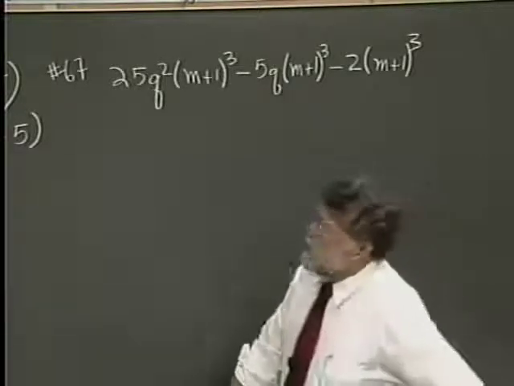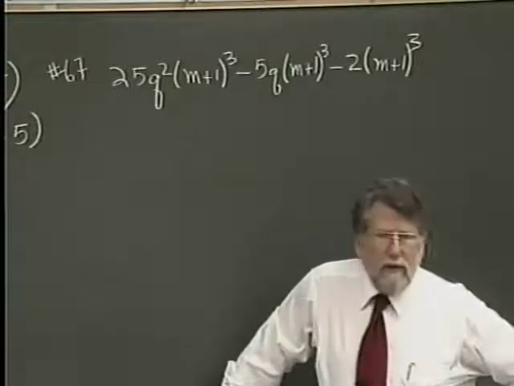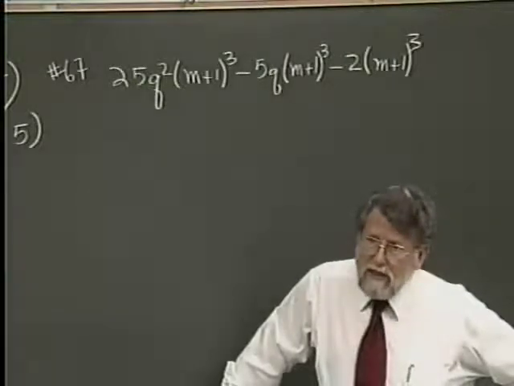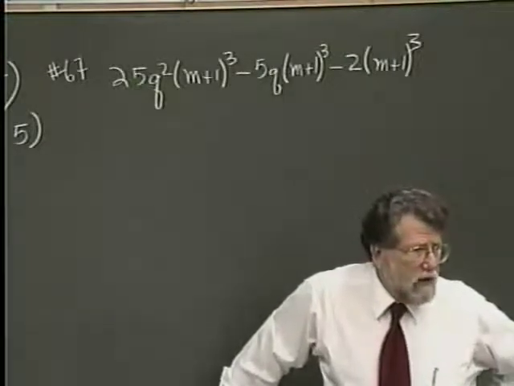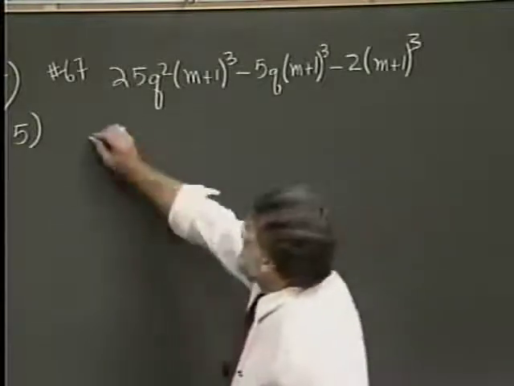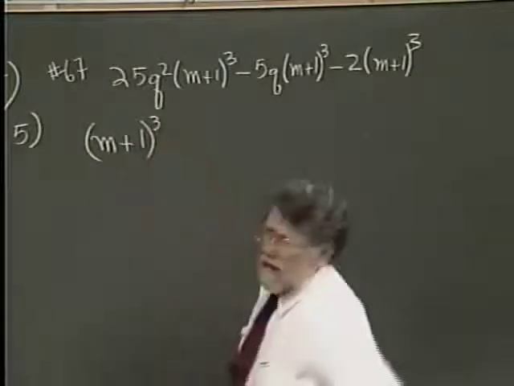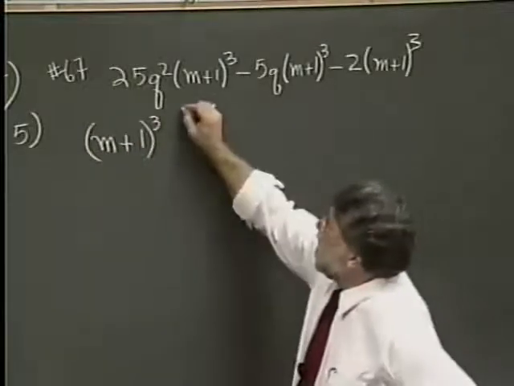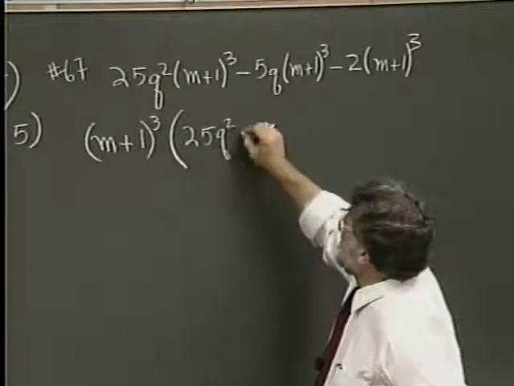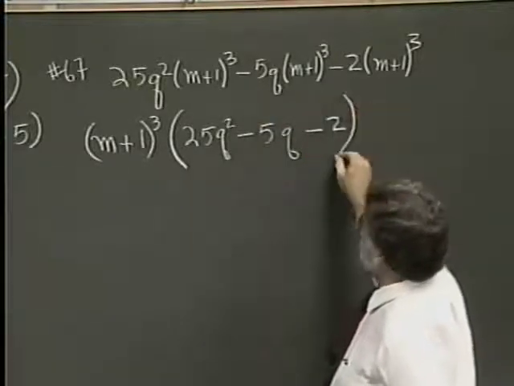If you do, the next step is pretty straightforward. You're going to do what with that m plus 1 quantity to the third? You're going to take it out as a GCF. What does a GCF stand for? Greatest common factor. So I will take out here in the front, and you could technically do this at the end, but I would prefer, I think, to put it in the front. And I have a 25q squared, a minus 5q, and a minus 2.